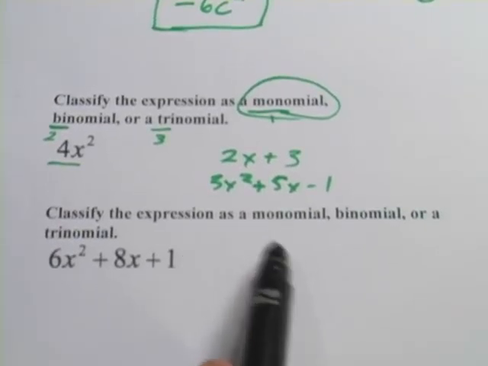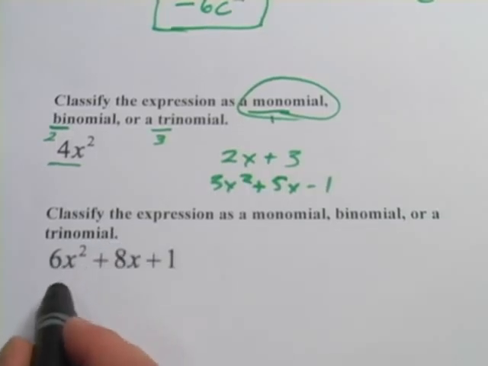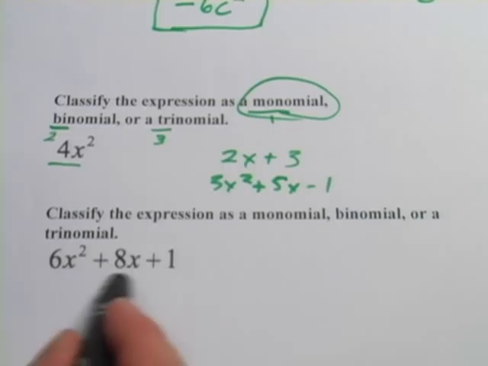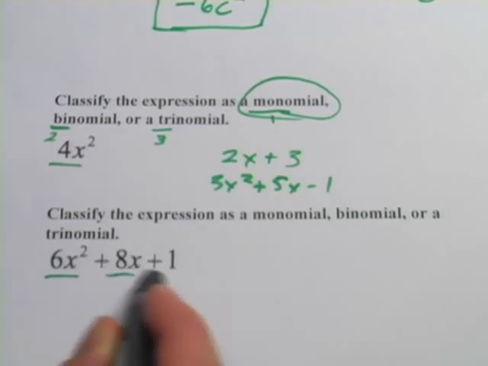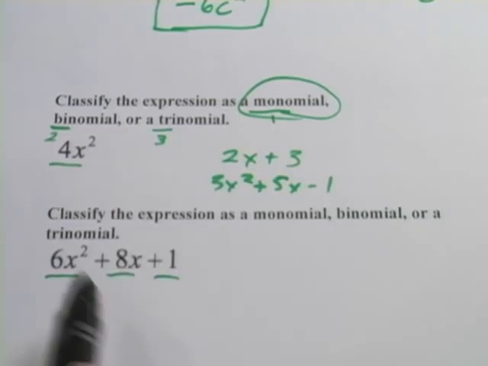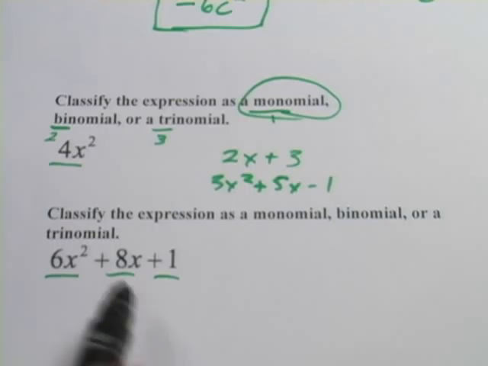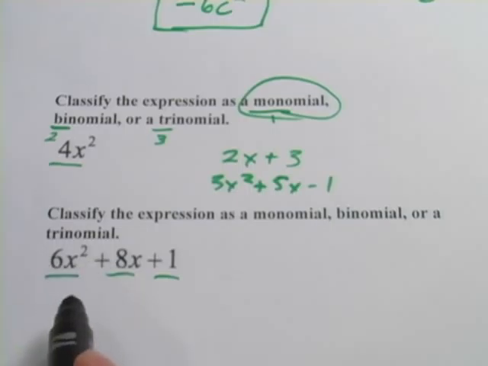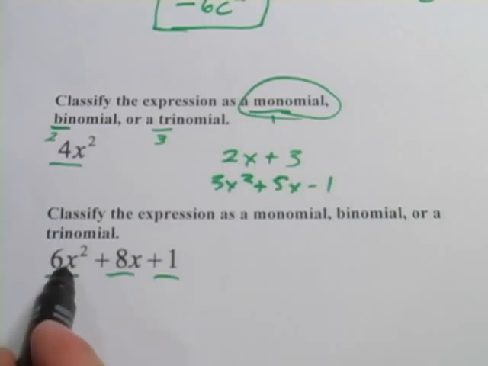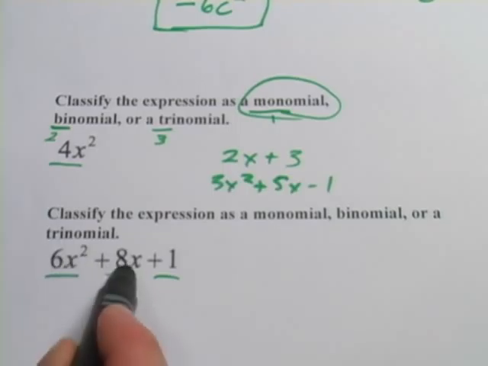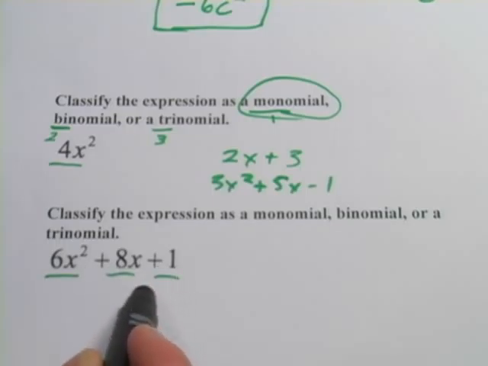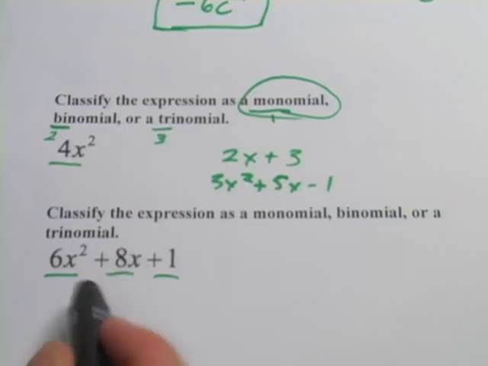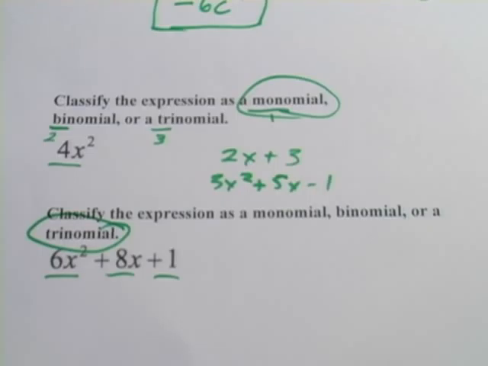Classify the expression as a monomial, binomial, or a trinomial, and we have 6x squared plus 8x plus 1. Each of these that are separated by a plus sign here are different terms. That's a term, that's a term, that's a term. And there's 3 of them. Before we decide for sure that this is a trinomial, we ought to check and see, can any of them be collected as like terms. This one's got an x squared, which is not the same as an x, so those two don't go together, and this one doesn't have any x's at all. So they are all separate terms that can't be combined or collected. So this indeed is a trinomial. So that's a little bit about terms and collecting like terms.